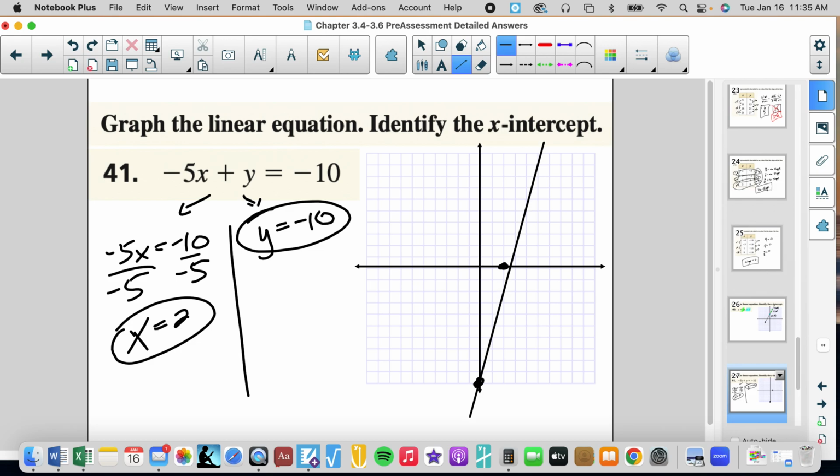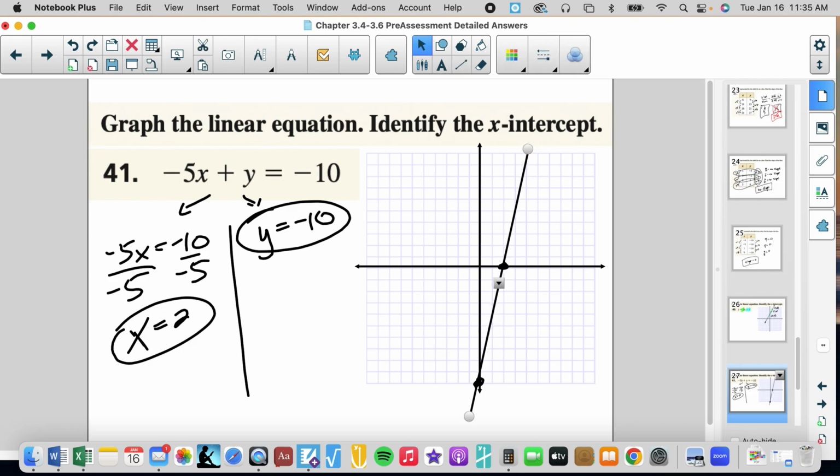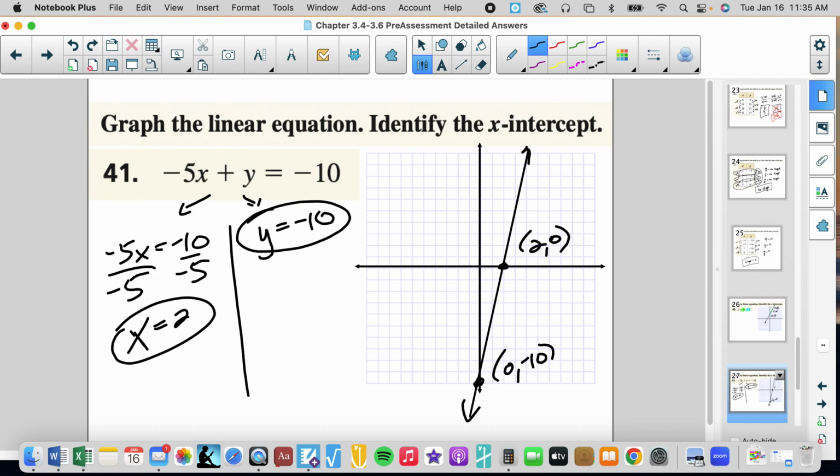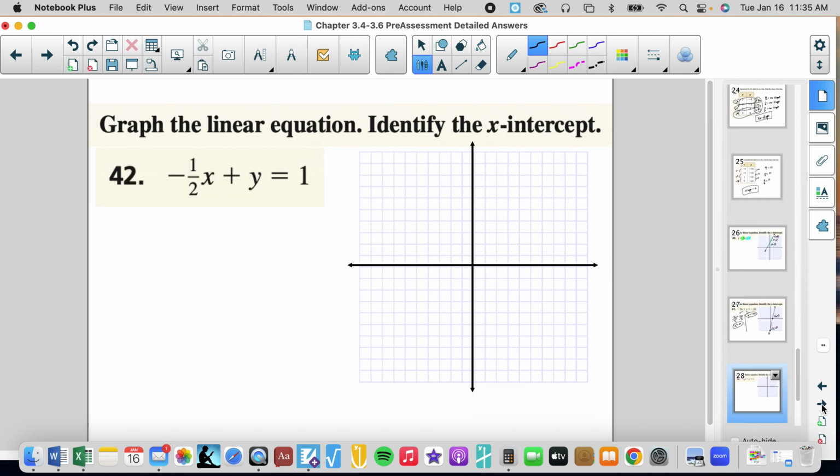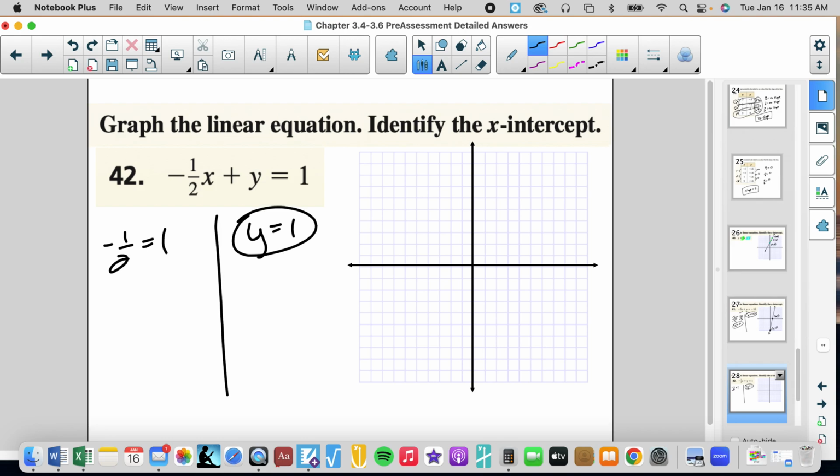So in this one, I only need 2 points. And that is 0, -10. This is 2, 0. So only 2 points are needed. Also in standard form, so I'm going to use the intercepts. I'm going to multiply by -2, which is the reciprocal of -1/2, and I get x equals -2. Those are my 2 intercepts.